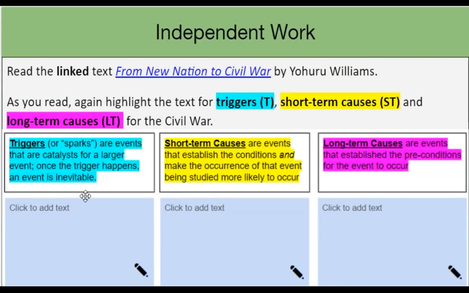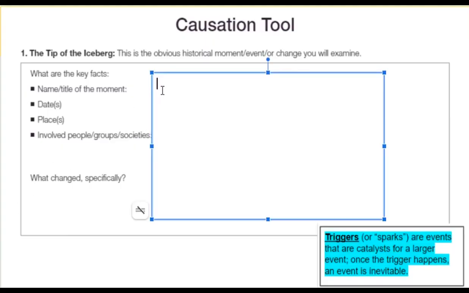Okay, now let's go back and remind ourselves, triggers. Well, we're looking for the cause of the Civil War, right? What are the key facts? Well, we know we're heading for the causes of the Civil War. Date, it says 1800 to 1860. What else did I pick up already for my triggers? Place, it says United States. Involved people or groups and societies, and what changed. Let's go back and look.